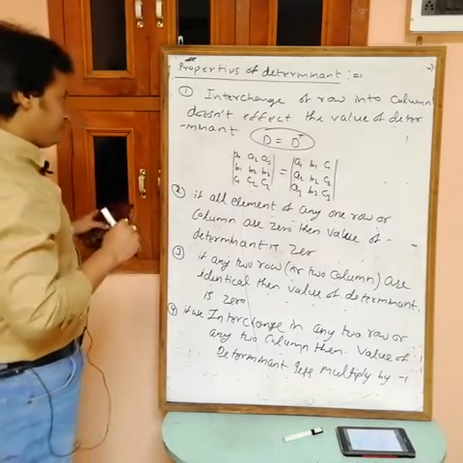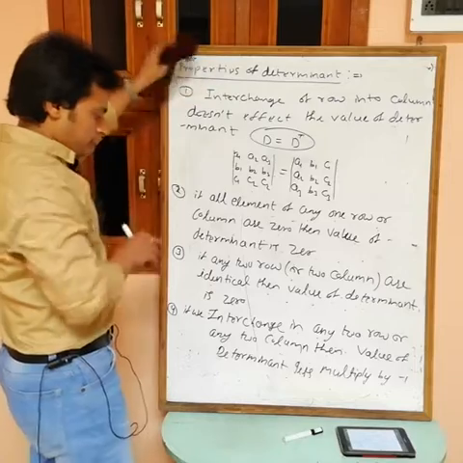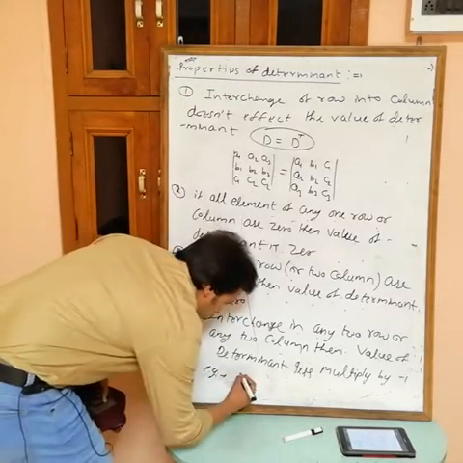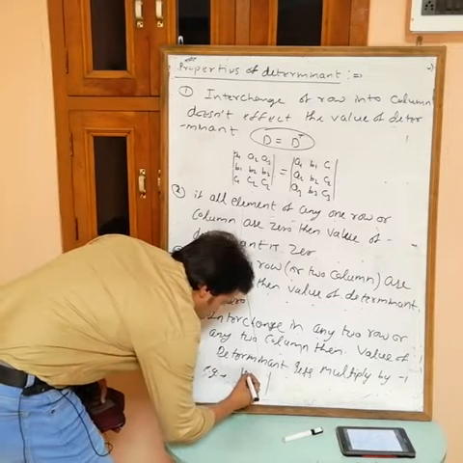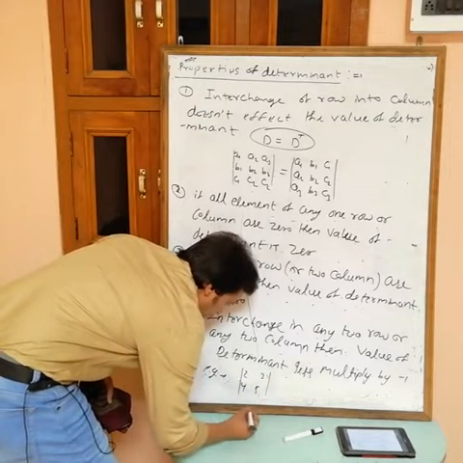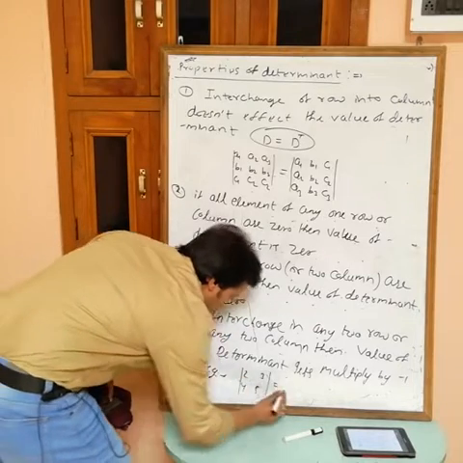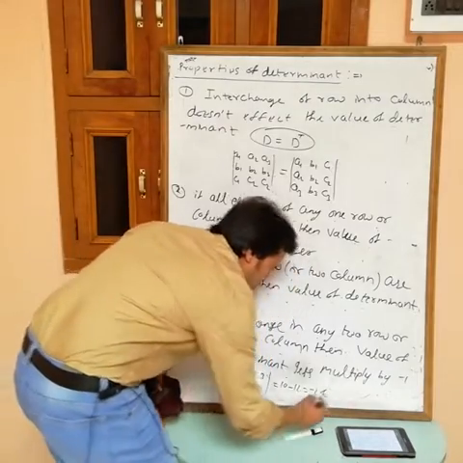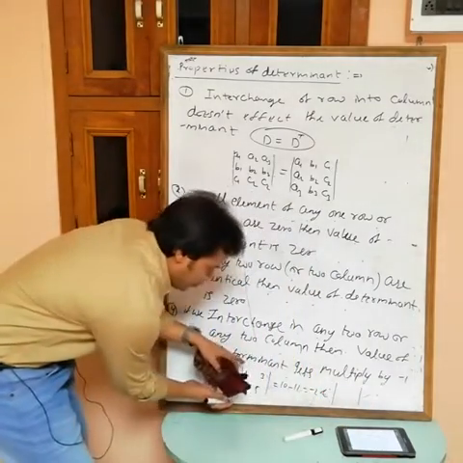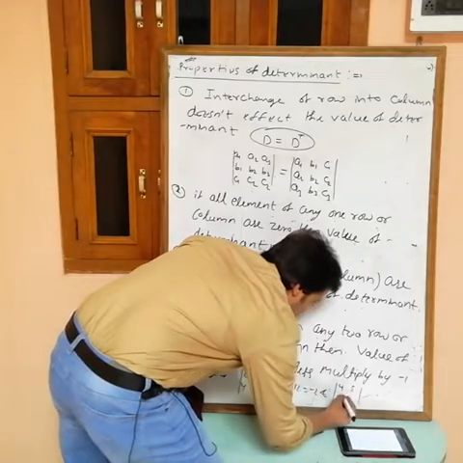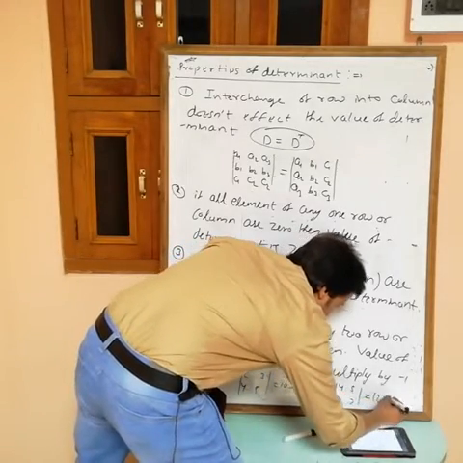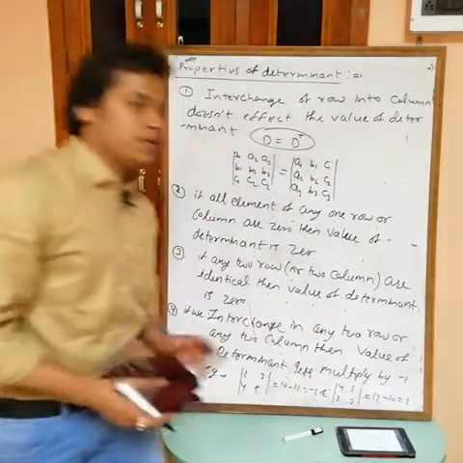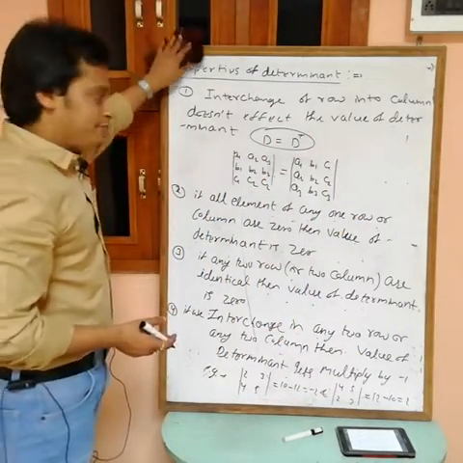For example, I am writing here an example. Suppose the value of this one, 2, 3, 4, 5, is 10 minus 12, which is minus 2. And now interchange the two rows. We have only two rows, so I am interchanging to 4, 5, 2, 3. Now find the value, 12 minus 10, 2. See, the value is multiplied by -1.